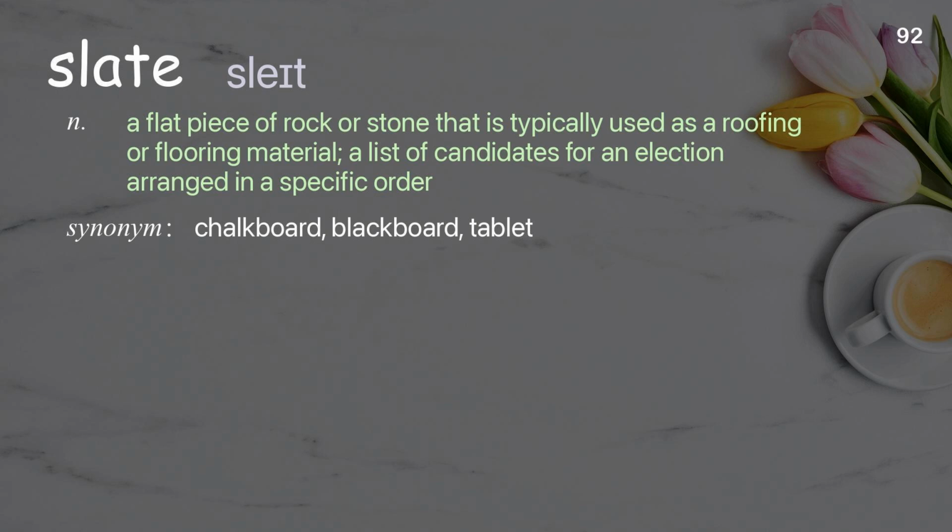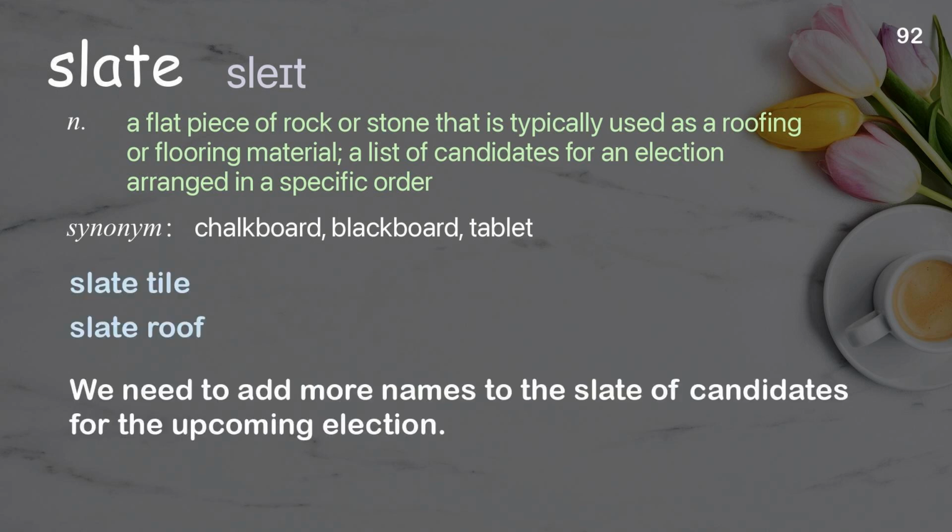Slate. A flat piece of rock or stone that is typically used as a roofing or flooring material. A list of candidates for an election arranged in a specific order. Examples: Slate tile, slate roof. We need to add more names to the slate of candidates for the upcoming election.